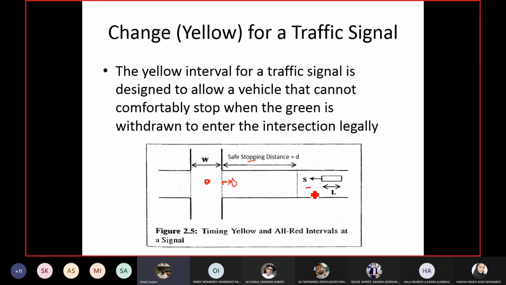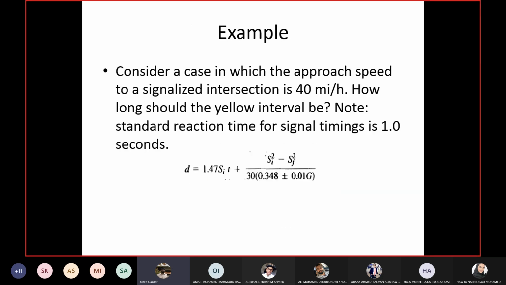So how to calculate the yellow interval using the stopping distance? Let us look at an example. We have approach speed for an intersection as 40 miles per hour. An intersection has 4 sides, so this is for one of the sides. This also means that you can calculate separate yellow intervals for each side of the intersection. Normally we don't do it, but there's a possibility. So there's one side of the intersection which has a speed of 40 miles per hour. We want to calculate how much yellow interval that approach should have.